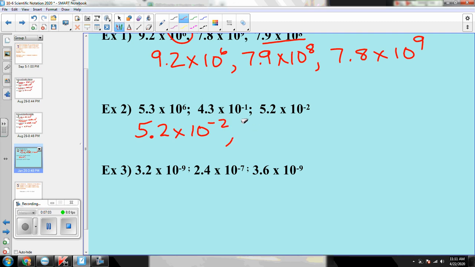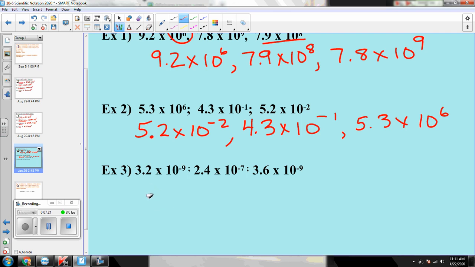Next smallest would be the negative 1. So the next smallest number would be 4.3 times 10 to the negative 1. The highest would be 5.3 times 10 to the 6 because my exponent is a 6 and 6 is higher than negative 1 and negative 2.